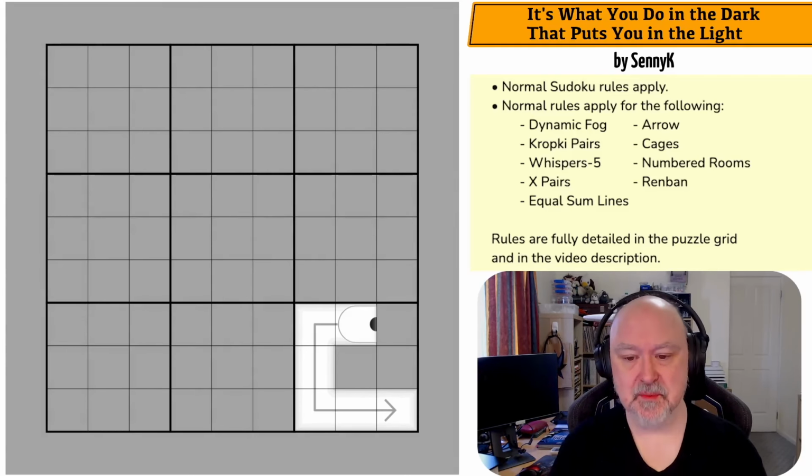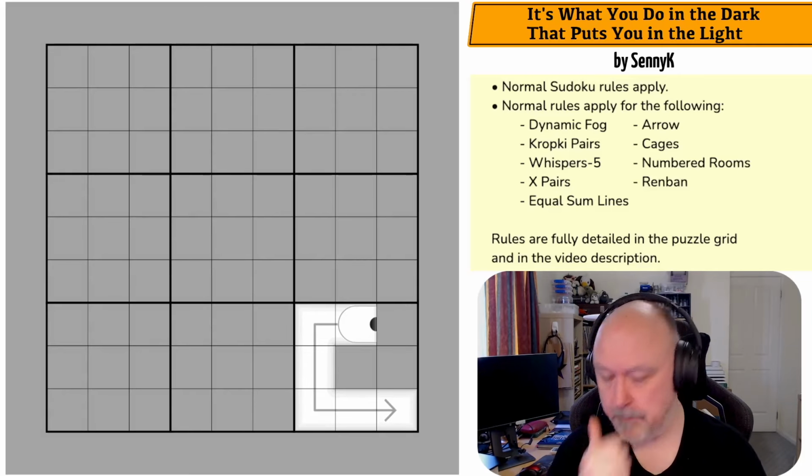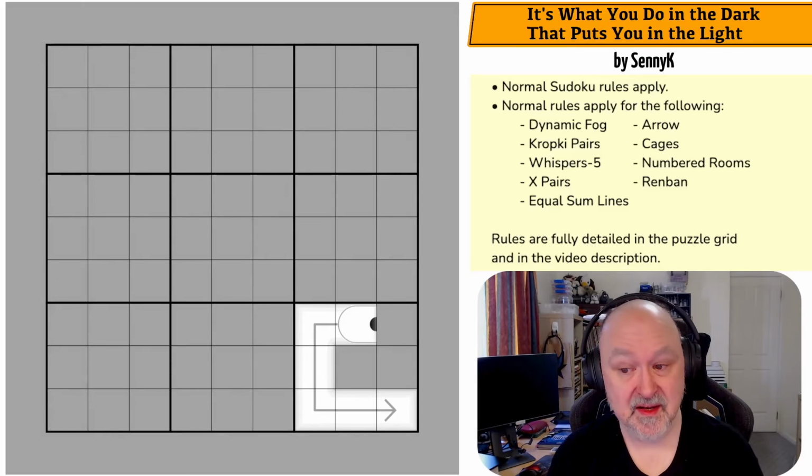I've not seen a puzzle by SennyK before, and this is definitely a puzzle where everything has been thrown at the wall. There are a lot of constraints in this puzzle, and if you're not familiar with all of them, and there's a couple I'm not that familiar with, this one could be quite tricky. But if you're familiar with all the constraints, then hopefully you'll be okay, because there's a lot going on.